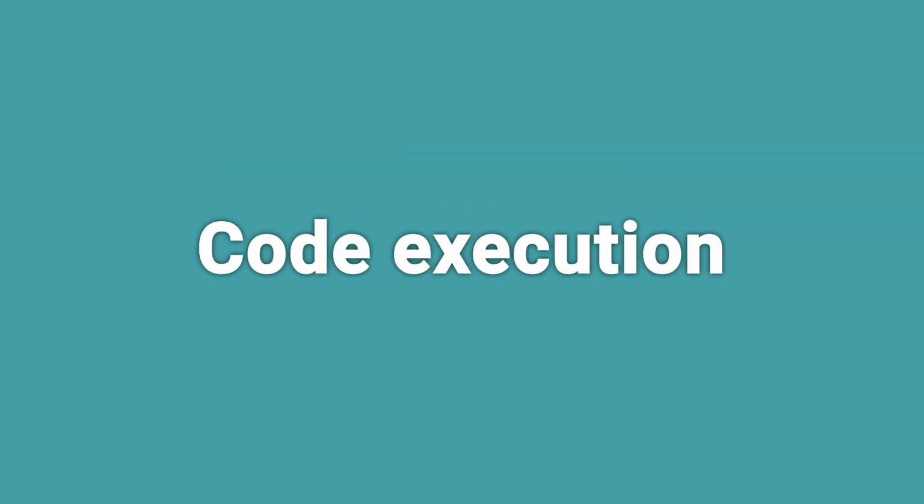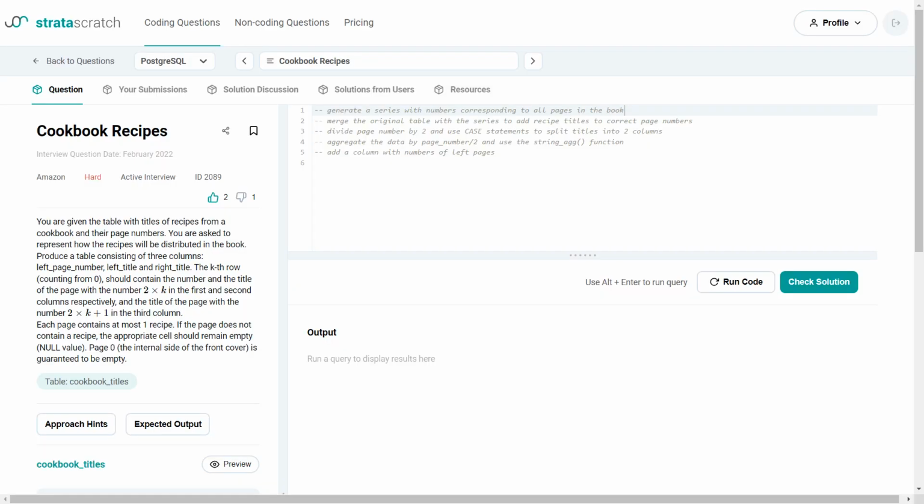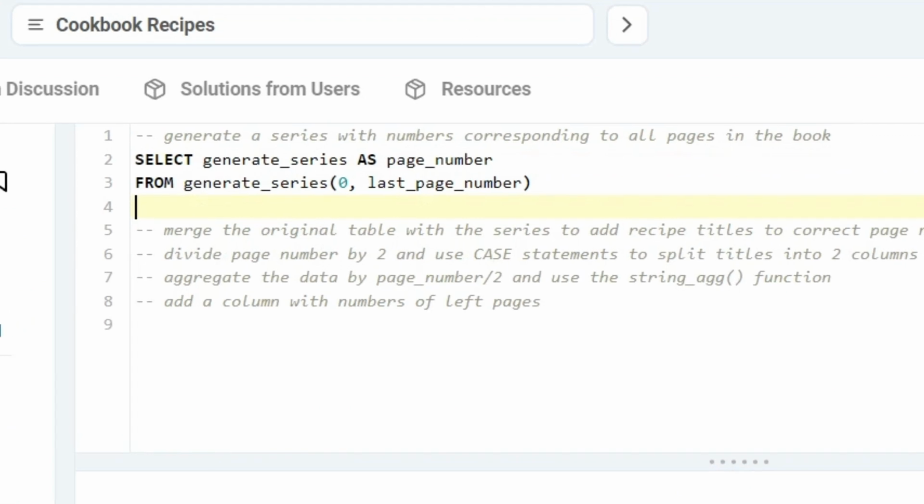Having defined these general steps for solving the problem, we can start writing the code. And the first step is to generate a series with numbers corresponding to all pages in the book. And in SQL, a new series of numbers can be generated using a generate series function, just like this. So this is the function, but this is what the syntax looks like.